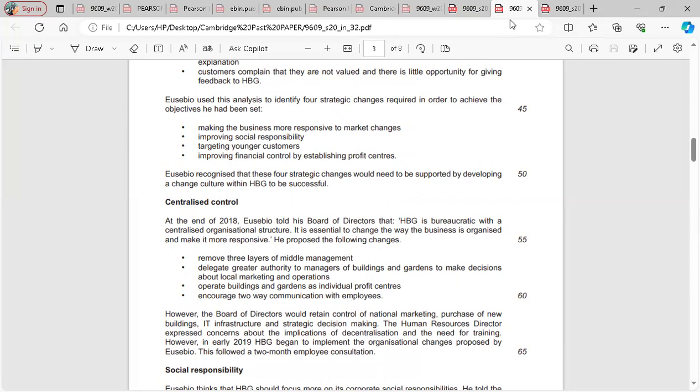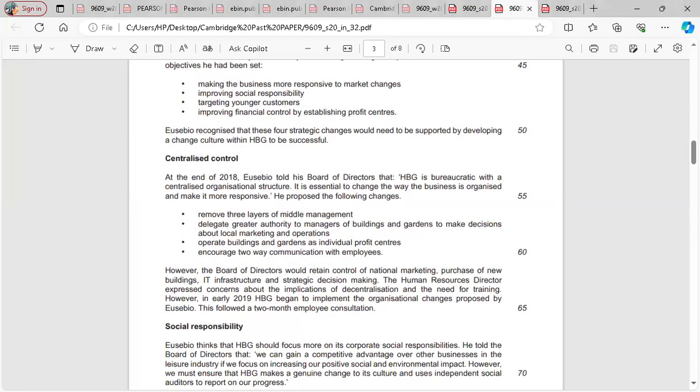Okay, let's just continue. So that's the layering. Delegate greater authority to managers of buildings and gardens to make decisions. When you talk about delegation, it means you are making people act on your behalf. So for centralized control, we're talking about, you saw centralized there, right? Centralized control means the authority comes from the most senior ranked officer, maybe the managing director. That is centralized control. But they are complaining that centralized control is not fine.